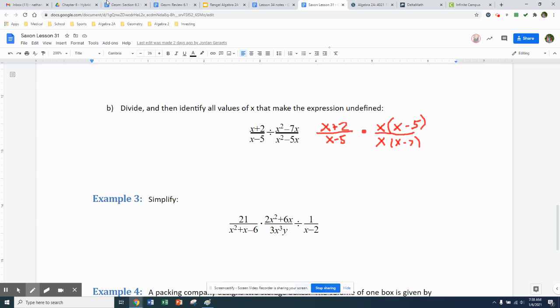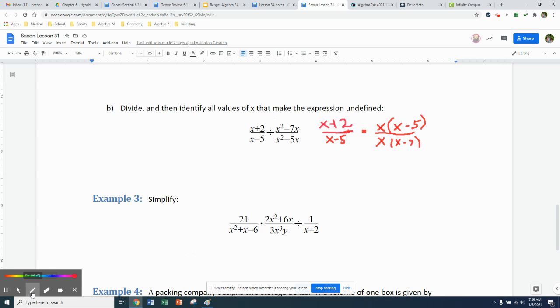Now I'm ready to start my multiplication, but before we multiply, we want to look, is there anything that we can simplify out? So I look at my numerator, I have an x plus 2. I check my denominator, do I have any other x plus 2's in my denominator? I do not. So I do not cancel that out, so that's going to still be x plus 2 up in the numerator.